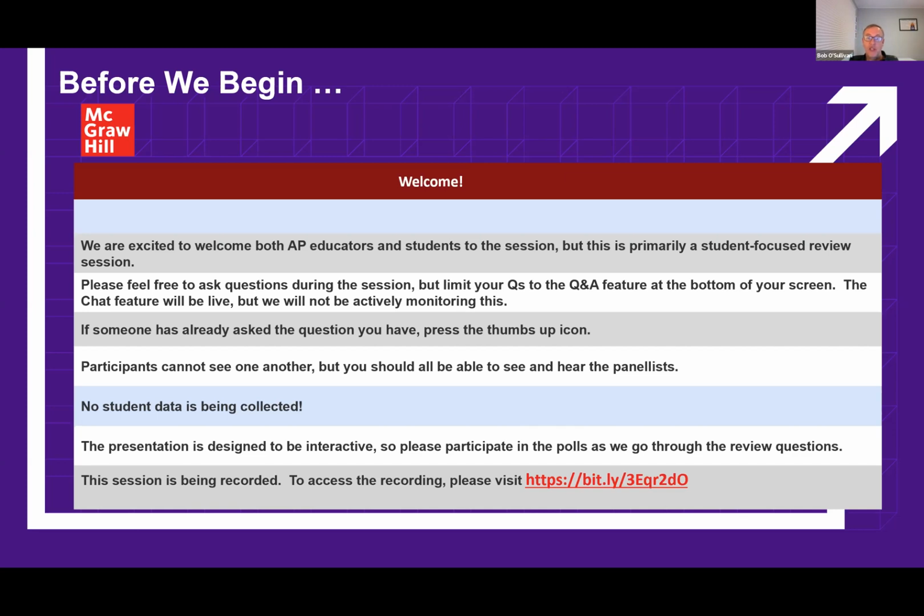The presentation does have some interactivity. We have a couple polling features, some multiple choice questions as we go through. Again, it makes it more fun and interactive when people participate. So if you see a poll pop up for the multiple choice questions on AP Gov, please do participate, even if you don't know the answer. It's better when people jump in.